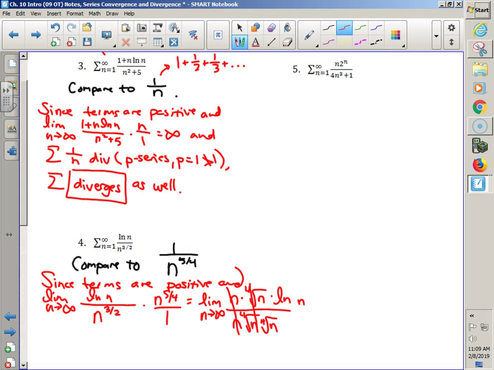Now do L'Hopital's, right? This is going to be 1 over n to the 3/4. Pop that up on top, n to the 3/4. But who's he? 1 over n. Aha! The limit will be 0.